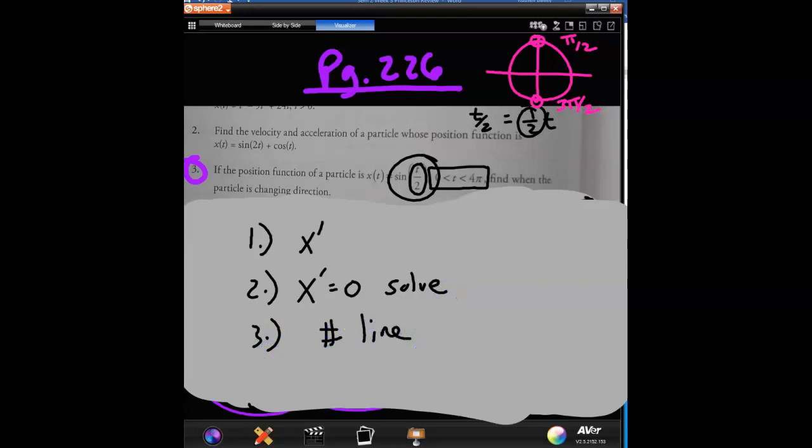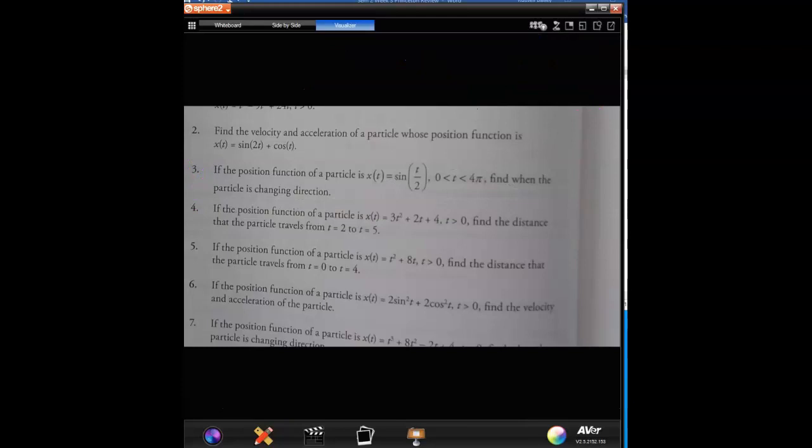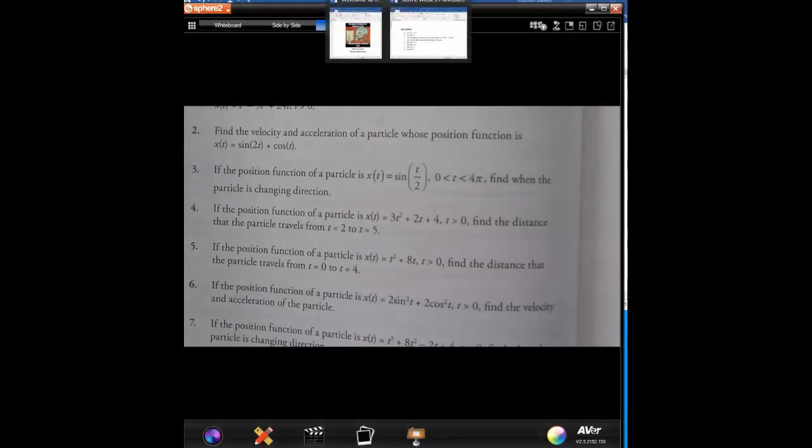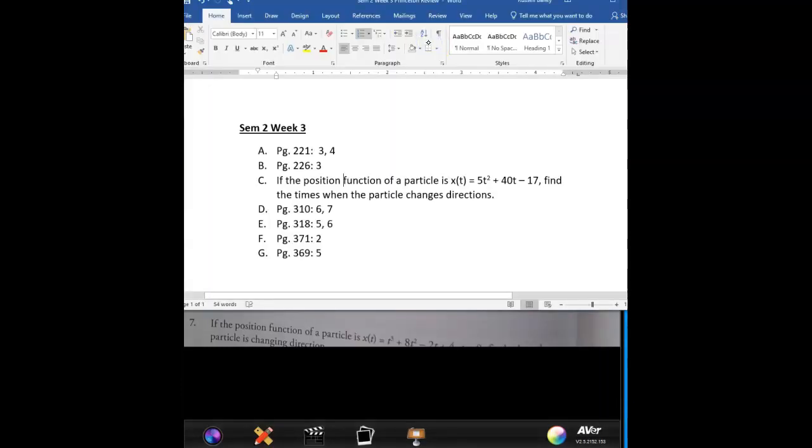Now the one that you guys are going to do is going to be much simpler, because I just want you guys to get used to the process. You're doing letter C there. It says if the position function is so on and so forth. I give you a polynomial. Polynomials are nice.